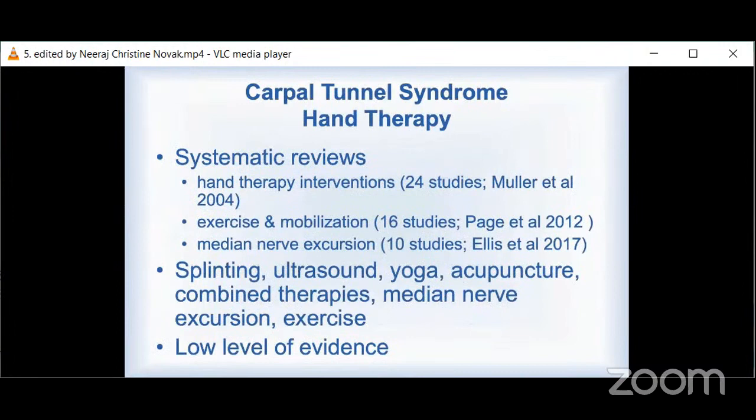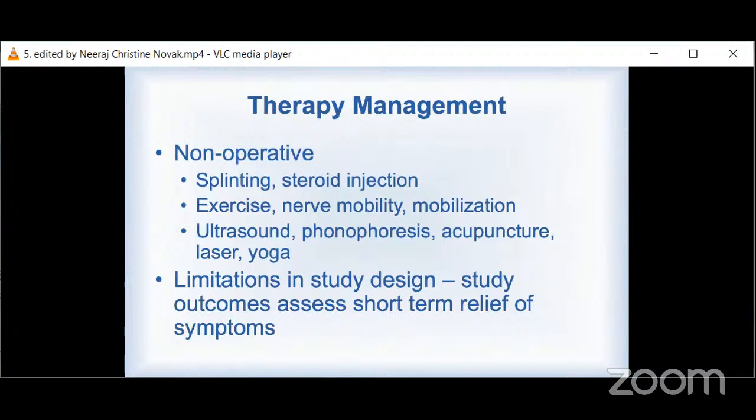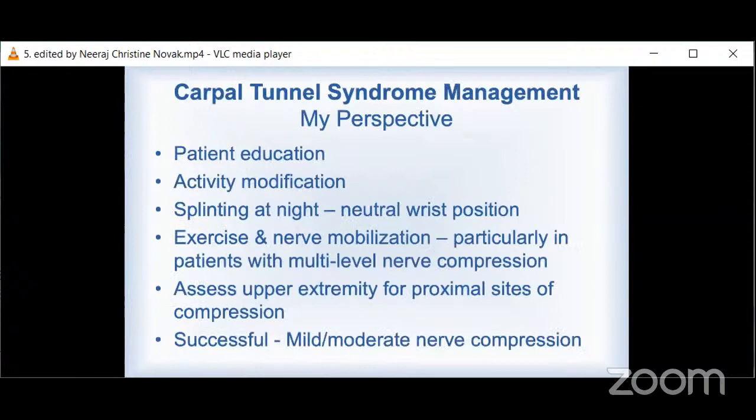Looking at the scientific literature, there have been a number of systematic reviews that have evaluated hand therapy interventions, exercise, nerve mobility, with a relatively low level of evidence. Specifically looking at the non-operative interventions, the randomized controlled trials have really been done looking at splinting and steroid injections, and then lower quality studies looking at exercise, nerve mobility, and other interventions. But the limitations of the conclusions from these studies aren't just in the study design. In most of these studies, the outcomes assessed short-term relief of symptoms and didn't really look at long-term relief of symptoms or recurrence.